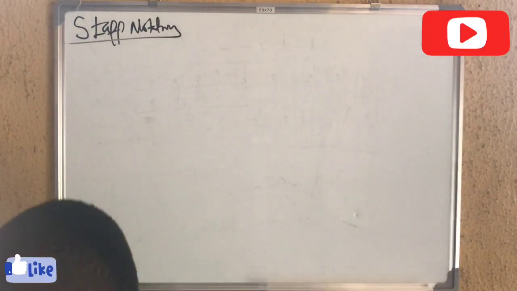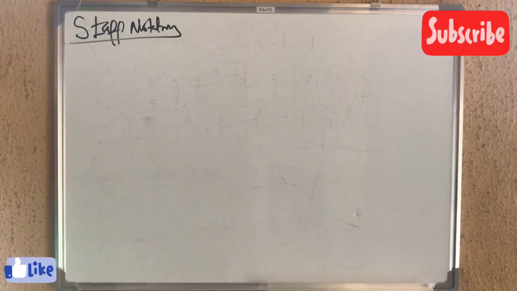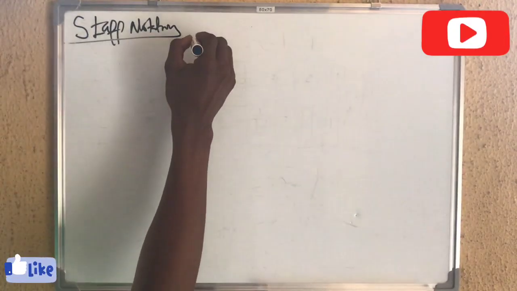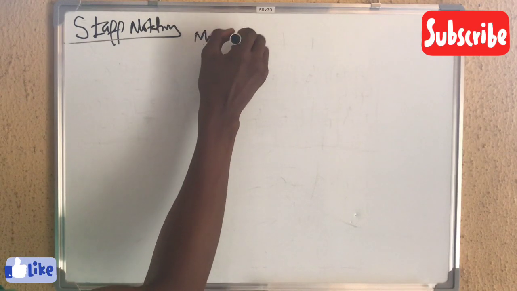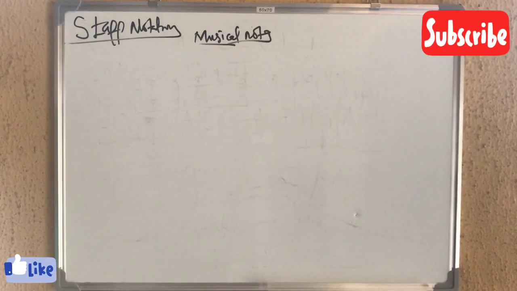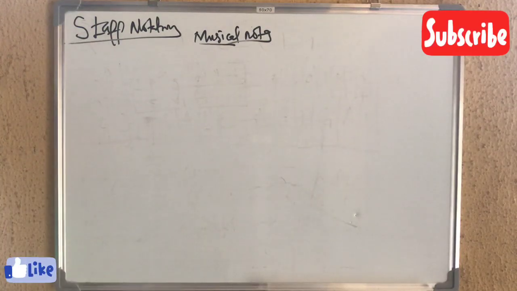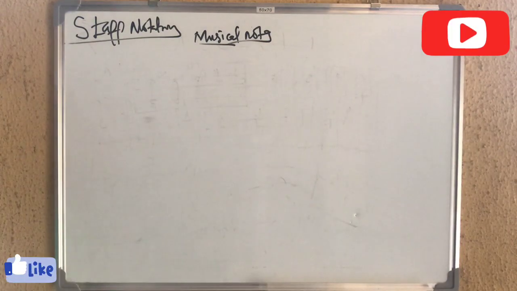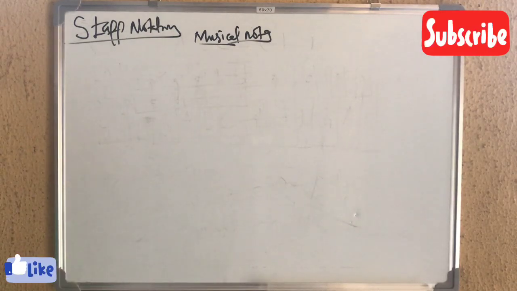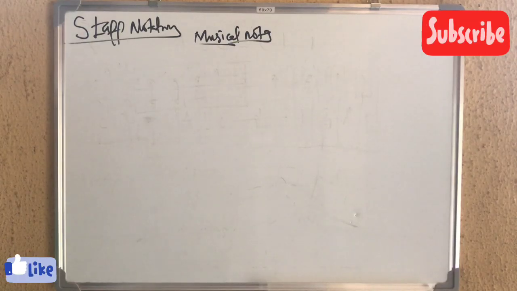Okay, we are still in the same thing. Then we have what we call the musical notes. These musical notes are the notes that we are going to substitute in those alphabets, or notes that are going to be represented in music.